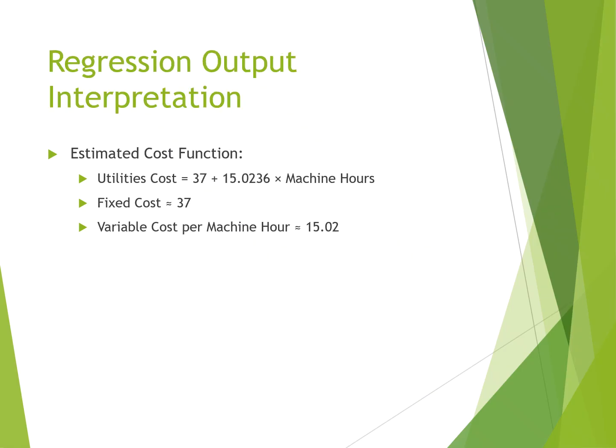From the regression results, the estimated cost function is utilities cost equals 37 plus 15.0236 times machine hours. This tells us two things. The fixed utilities cost is about $37. The variable cost per machine hour is about $15.02. This is extremely useful because now the company can predict utilities costs based on planned production.